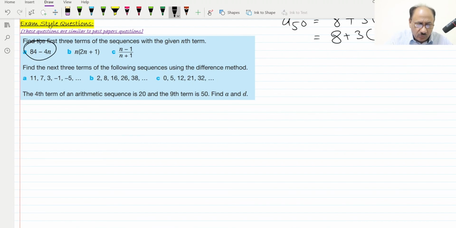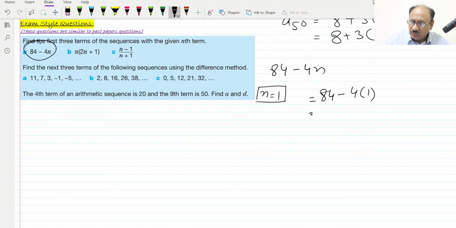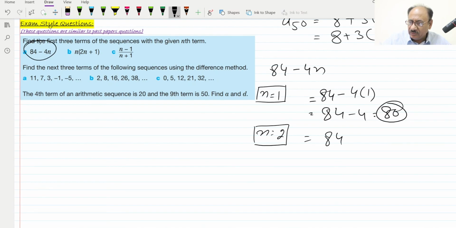So our expression is 84 minus 4n. We write n is equal to 1 for the first term, so it will be 84 minus 4 into 1, and this will be equal to 84 minus 4. So our answer will be 80 for this. And for the second term, n is equal to 2. So this will be 84 minus 4 into 2. This will be 84 minus 8, and this will be 76. So this will be the second term.